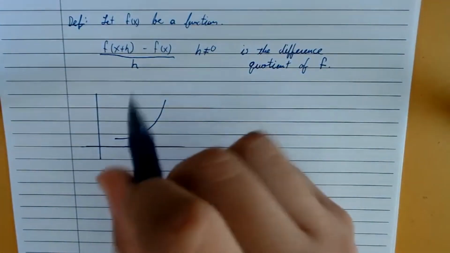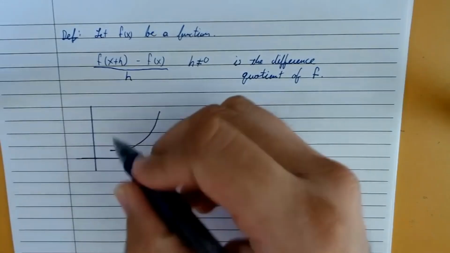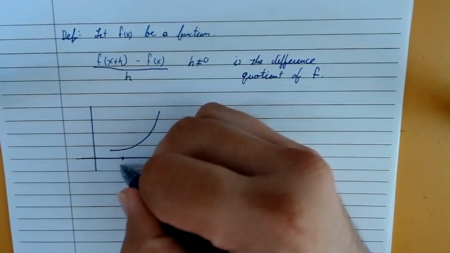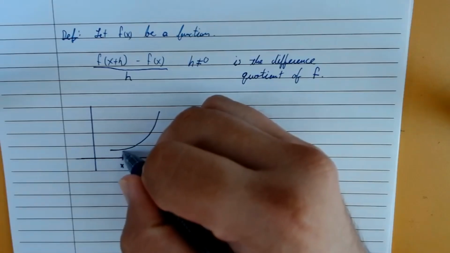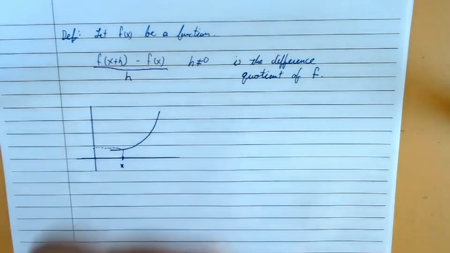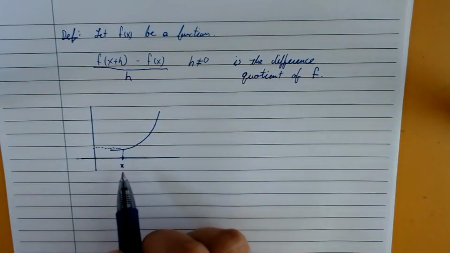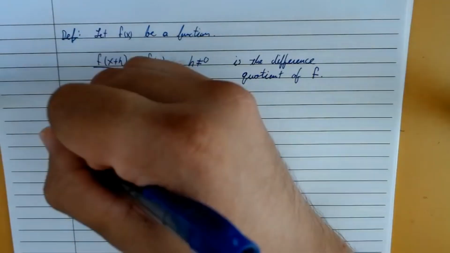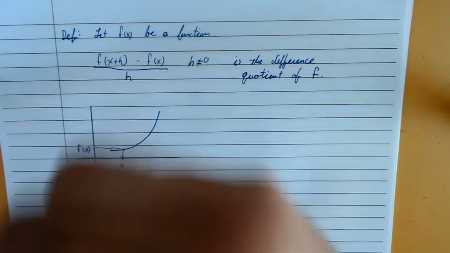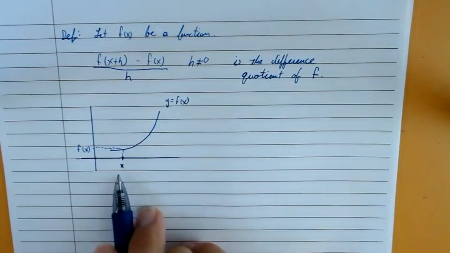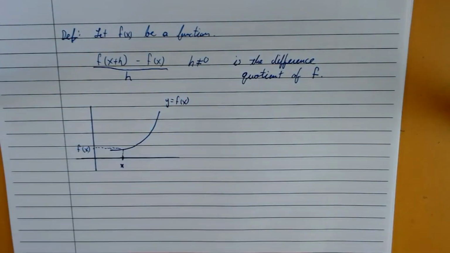Now, I can plug in any number I like into my function. So here I'm going to plug in x, and if I plug in an x, I'll get a y value. That y value is the value that I get when I plug x into my function. So here that's going to be f of x. This is the graph of y equals f of x. So if I plug in that x, that's the y I'm going to get.